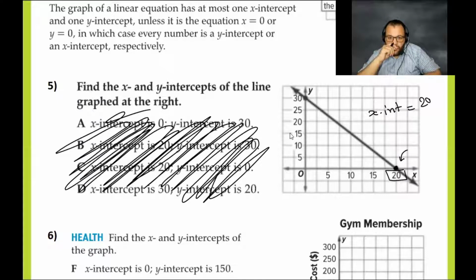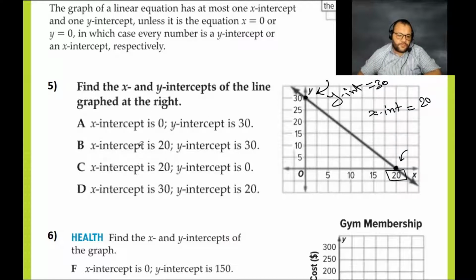Where the line intersects the y-axis. The line intersects the y-axis at this point. What is the value? Y-intercept equals 30, and the x value equals 0. Easy peasy.